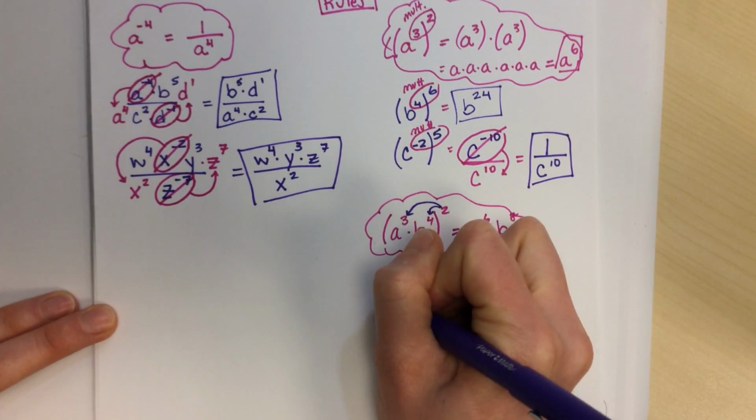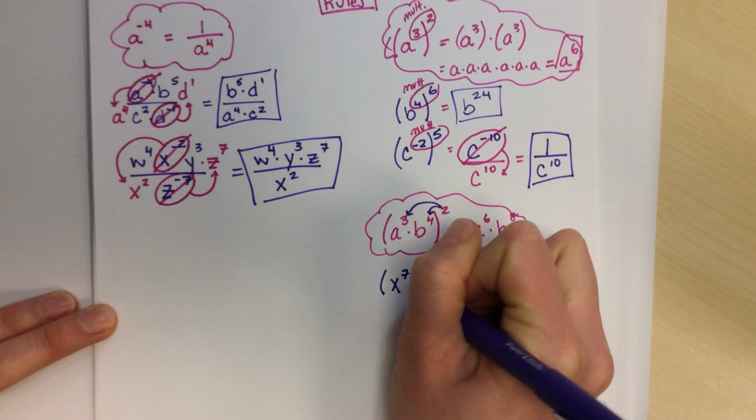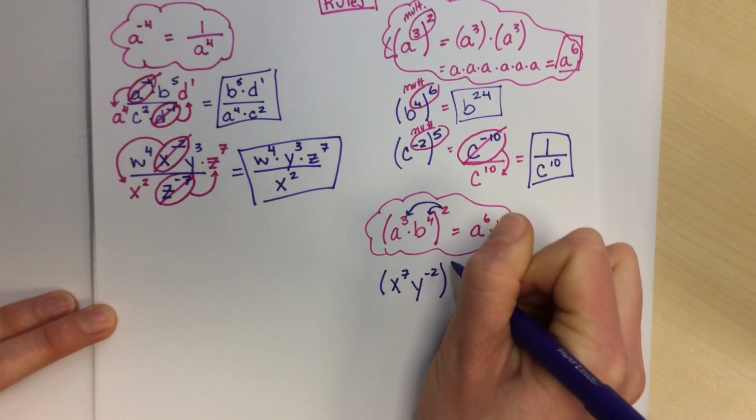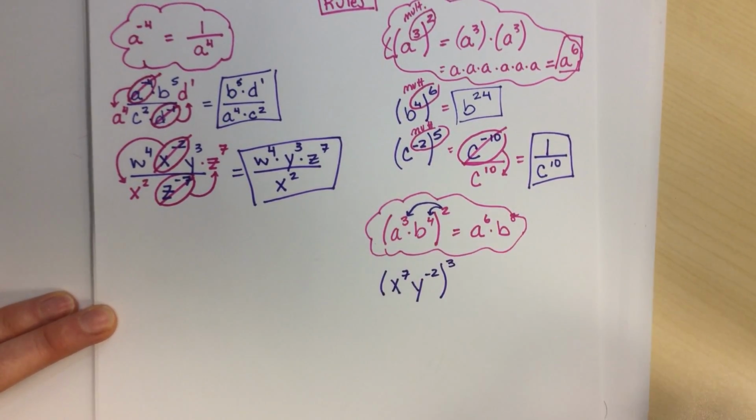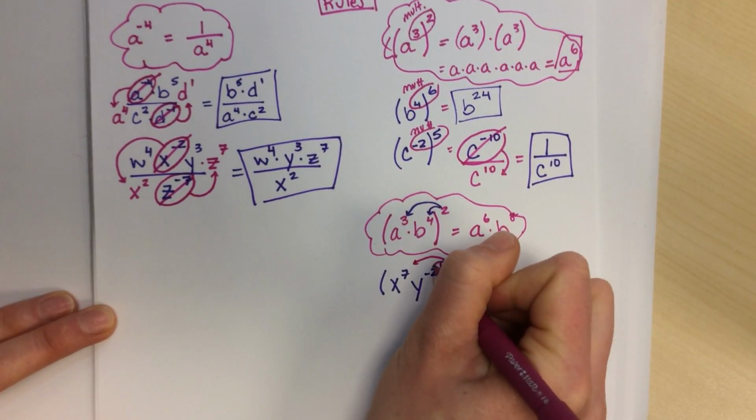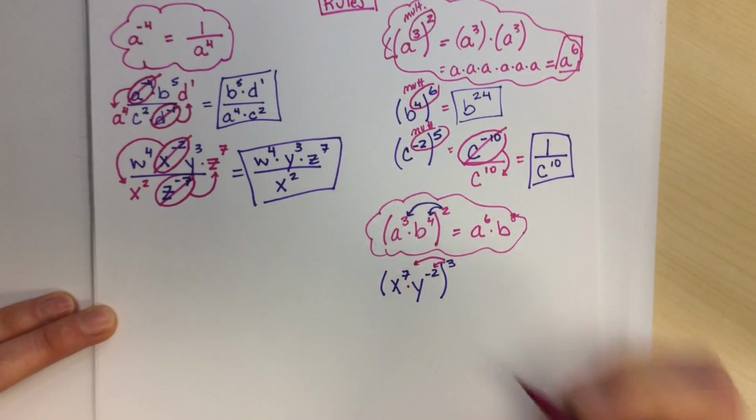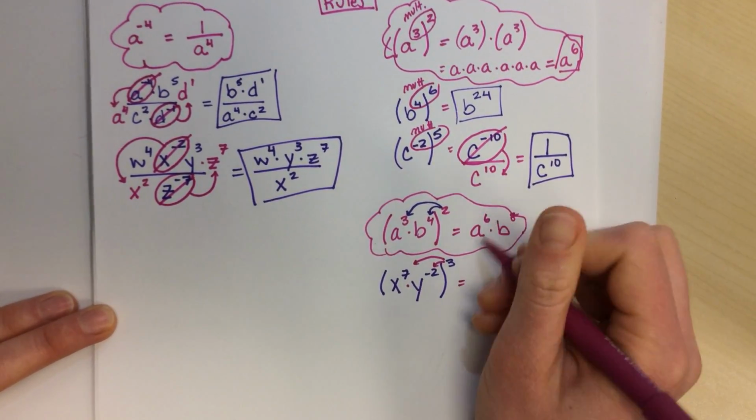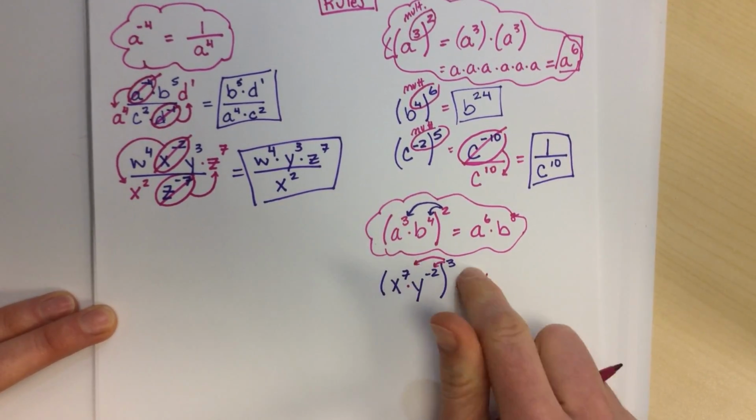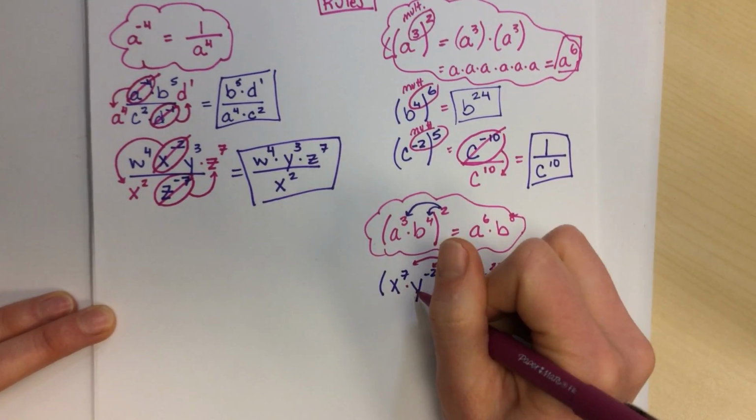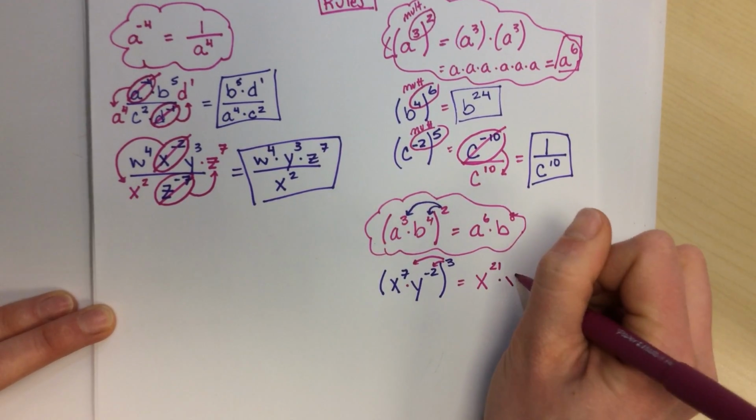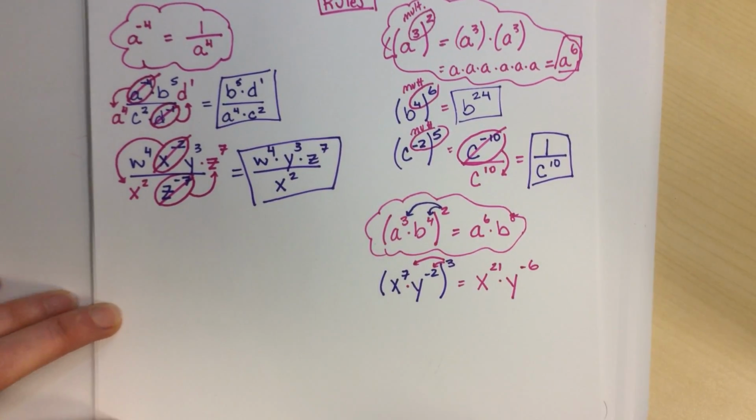Another example for this: x to the 7, y to the negative 2, raised to the 3rd power. So again, we just distribute that 3 to both of these exponents as long as these two variables are multiplied. That's the important thing. So this becomes x to the 7 times 3 is 21. Then negative 2 times 3 is negative 6.